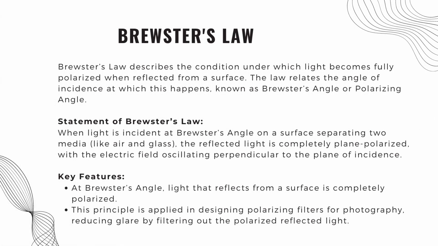Brewster's law describes the condition under which light becomes fully polarized when reflected from a surface. The law relates the angle of incidence at which this happens, known as Brewster's angle or polarizing angle. Statement of Brewster's law. When light is incident at Brewster's angle on a surface separating 2 media, like air and glass, the reflected light is completely plane polarized, with the electric field oscillating perpendicular to the plane of incidence.